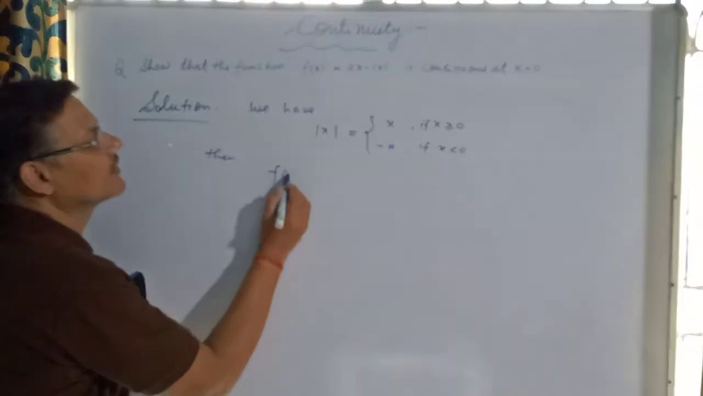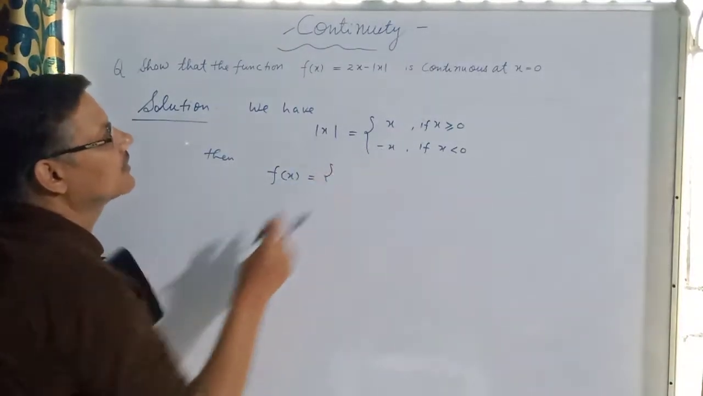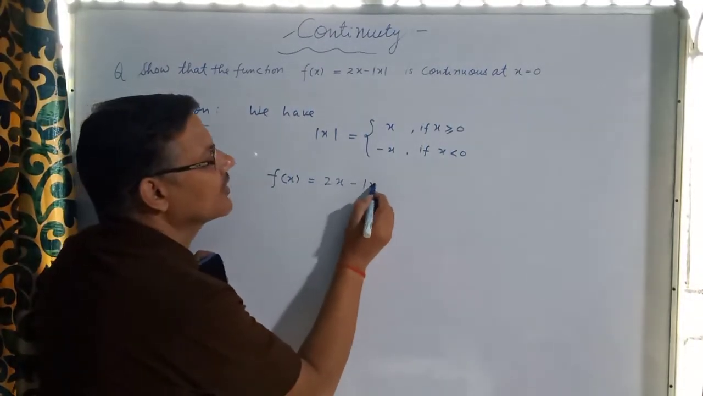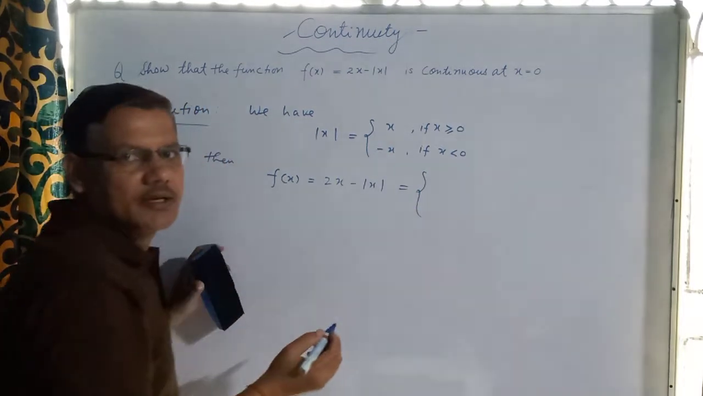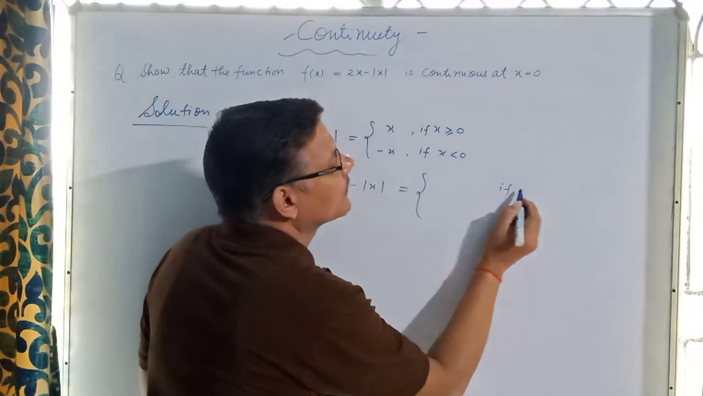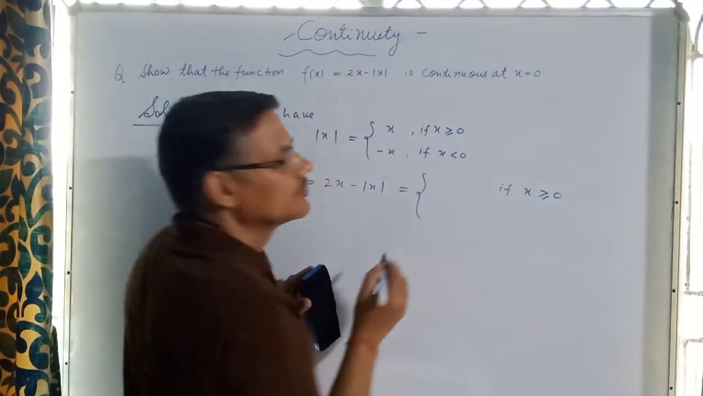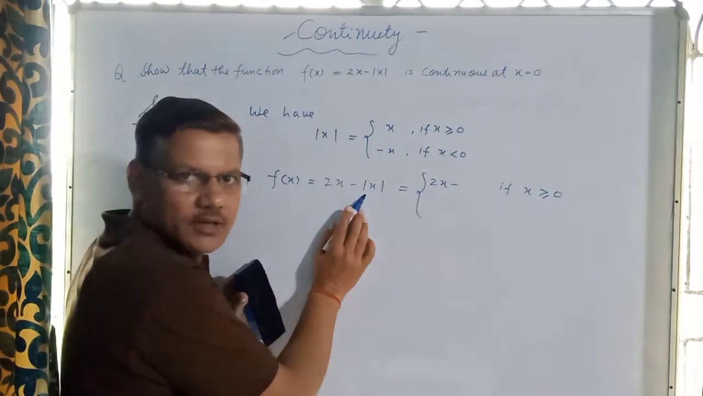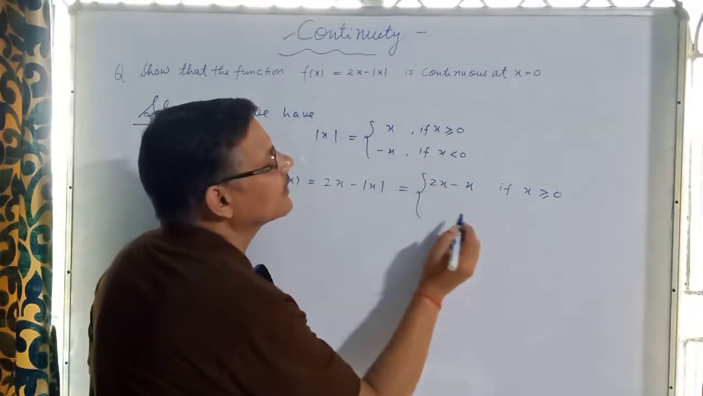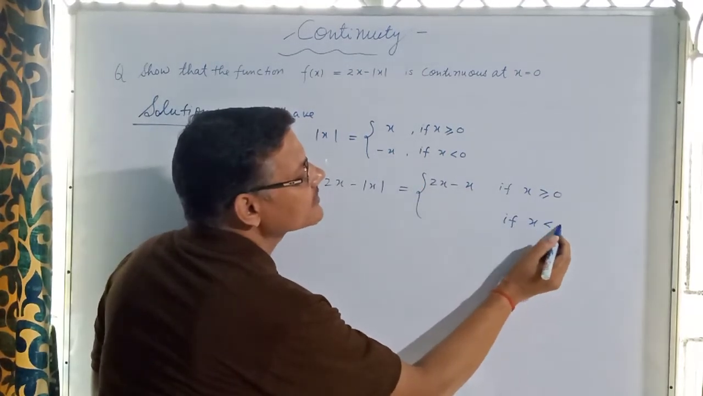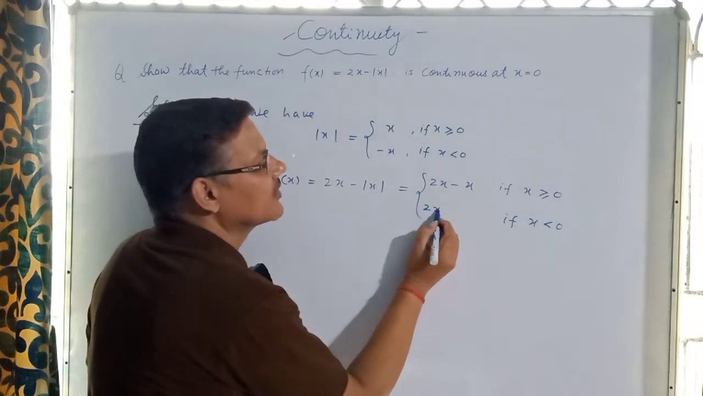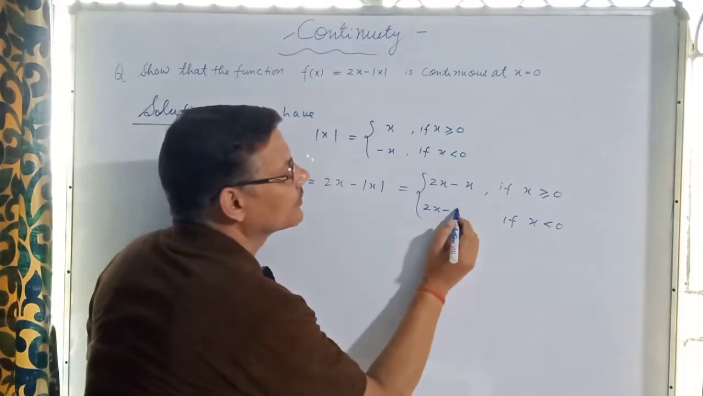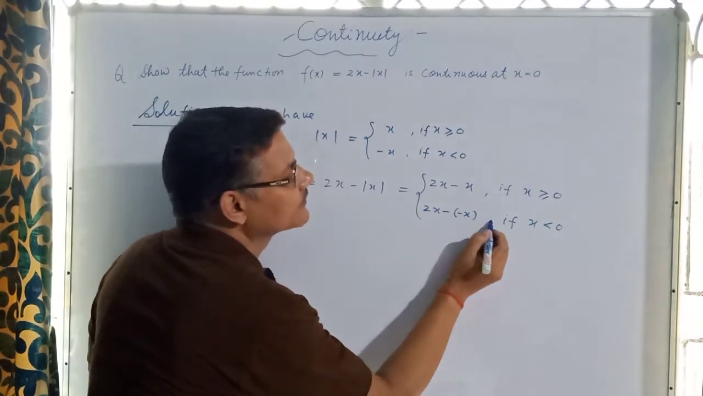the given function f(x), which is actually 2x minus mod x, now reduces to, if x is greater than or equal to 0, what is changed there? It remains the same: 2x minus, what is the value of mod x? Now it becomes x. And if x is less than 0, 2x remains the same, minus, at the place of mod x, here we are required to put minus x.